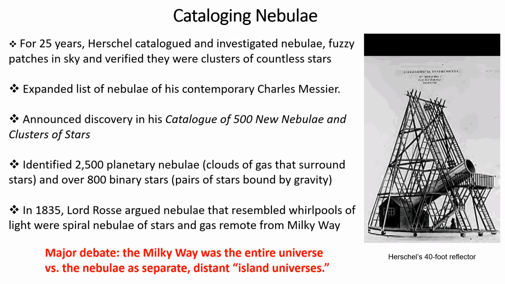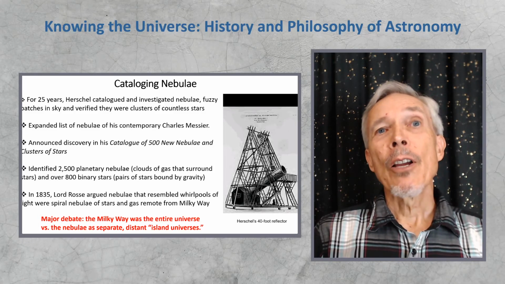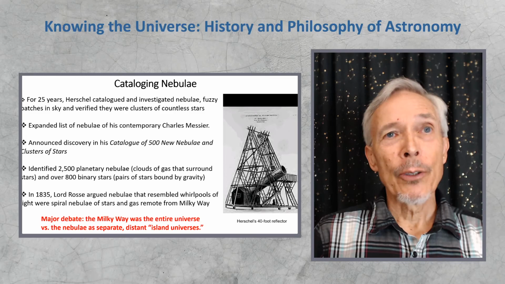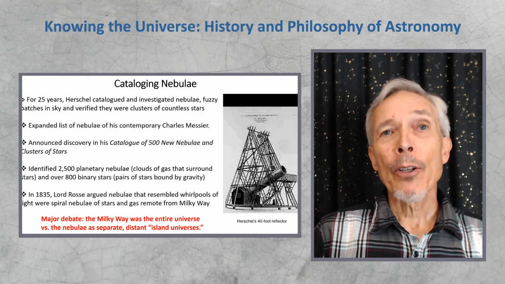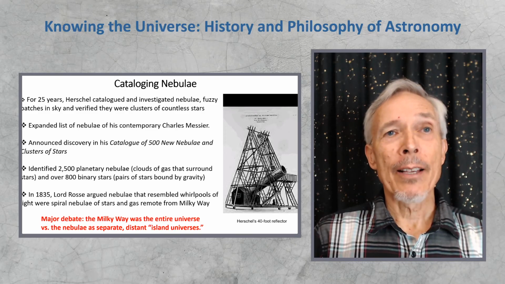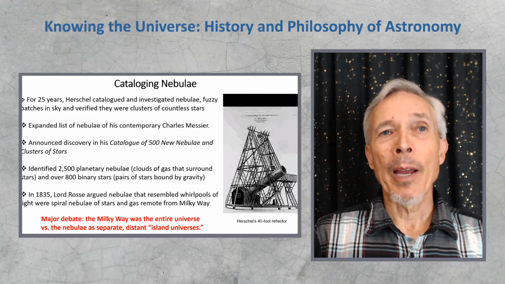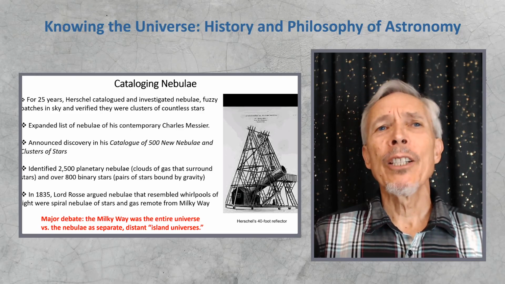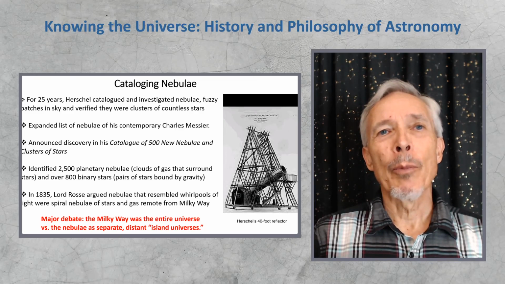So Herschel was cataloging nebulae, and he investigated them, these fuzzy patches in the sky, and he expanded the list of his contemporary, Charles Messier. He eventually made a catalog of 500 new nebulae and clusters of stars. He identified 2,500 planetary nebulae, which are clouds of gas that surround stars, and over 800 binary stars. These are pairs of stars bound by gravity. So he was a prodigious observer, and he cataloged more of these types of objects than any astronomer before.